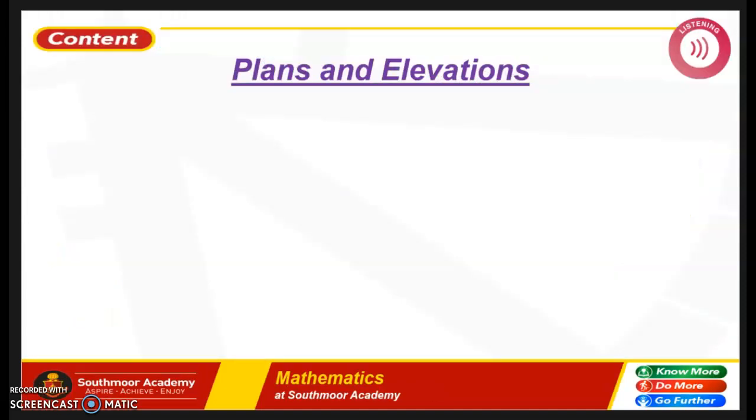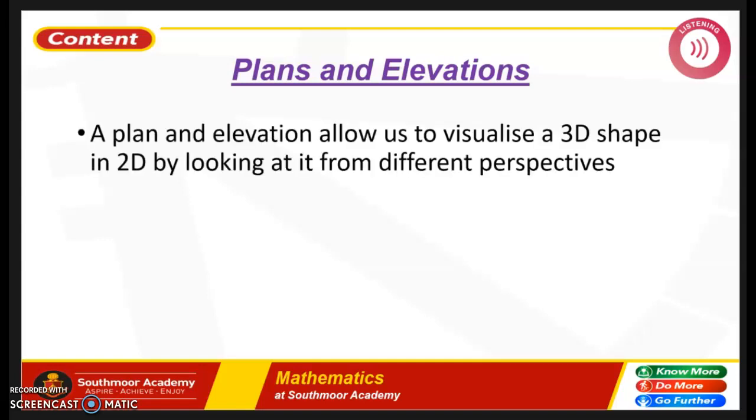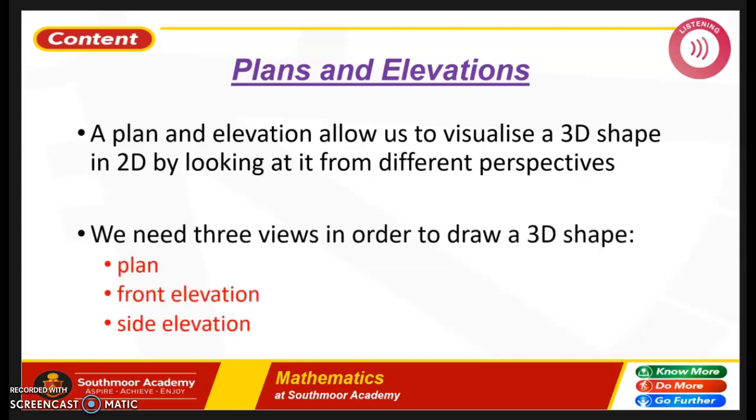So, plans and elevations, what are they? I need you to copy this down into your book. A plan and elevation allows us to visualise a 3D shape in 2D by looking at it from different perspectives. We need 3 views in order to draw a 3D shape. So we need the plan, the front elevation and the side elevation. Make sure you've got that in your book. Pause the video here to allow the students time to copy that down.